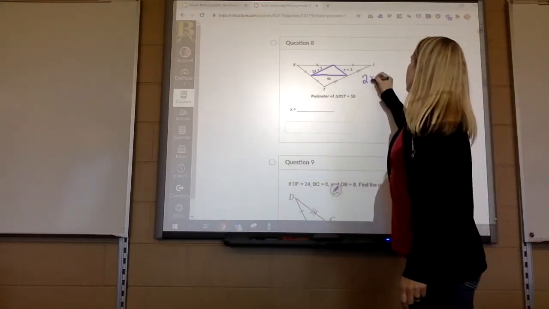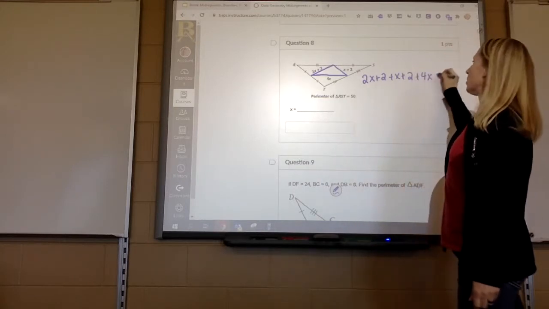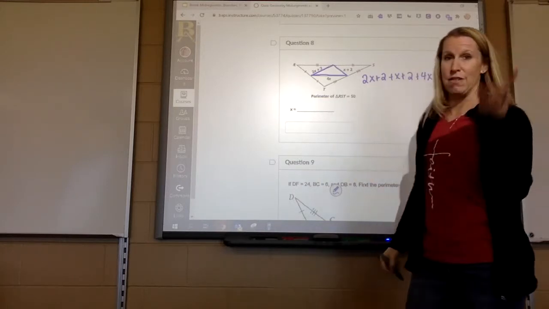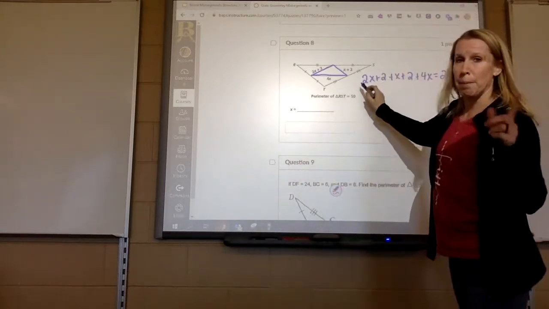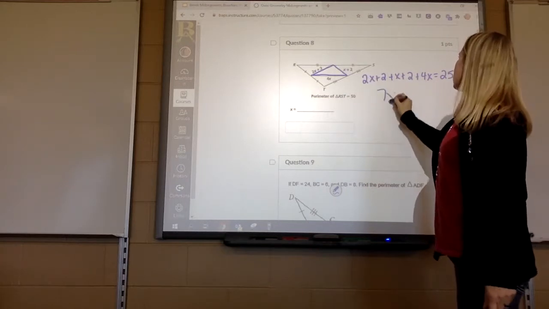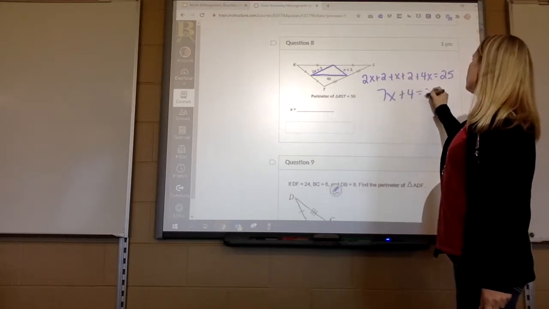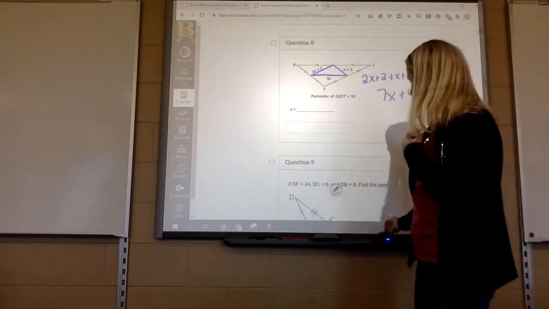So perimeter means you add all the way around. So 2x plus 2 plus x plus 2 plus 4x would equal 25, not 50, because those are all half the lengths. So combine like terms, 7x plus 4 equals 25, and then you just solve for x from there.